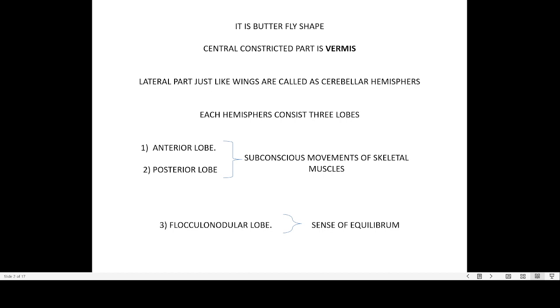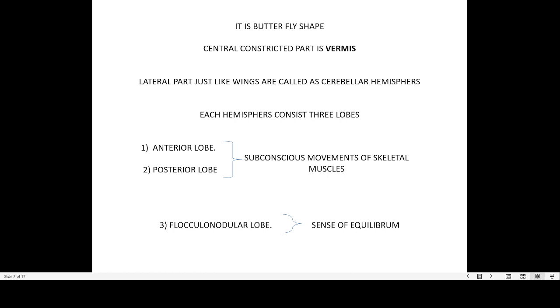Then what is the shape? It is butterfly shaped, and the central constricted part is called the vermis. The lateral parts, just like wings, are called the cerebellar hemispheres. So the cerebellum is butterfly shaped.